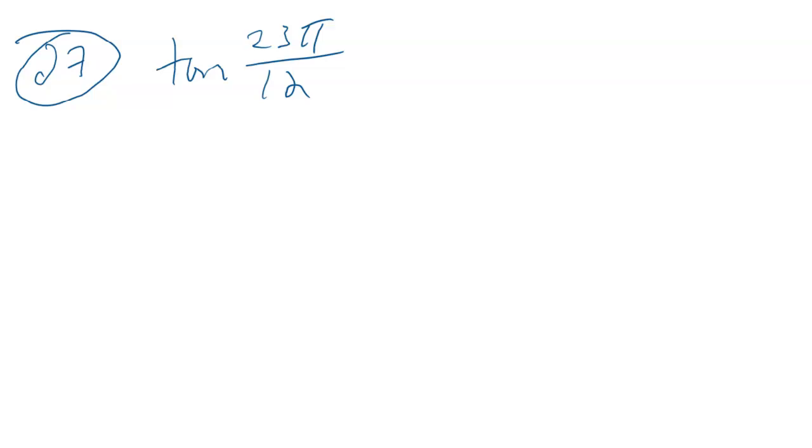So 23: 18 and 5. No, we need another one. 19 and 4 now. 3 and 20. I like that. So we're going to write this as tangent of 20 pi over 12 plus 3 pi over 12.